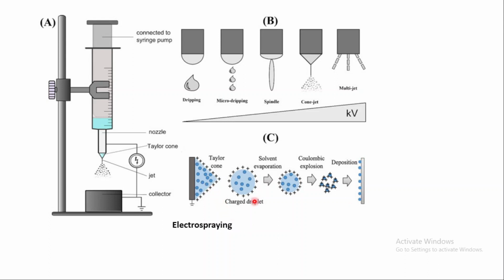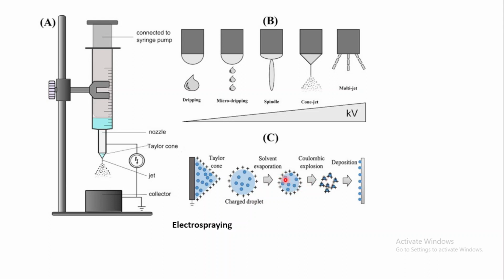If you see this schematic again, the Taylor cone somewhat looks like this: a charged Taylor cone because of the voltage difference, and these are the nanoparticles in the solution. Now there will be a formation of charged droplets, as we see here, when under high pressure droplets form in the spray. Then from this charged droplet there will be solvent evaporation. The solvent, in which the bulk material is dissolved, will evaporate, and after evaporation of the solvent there will be Coulombic explosion.